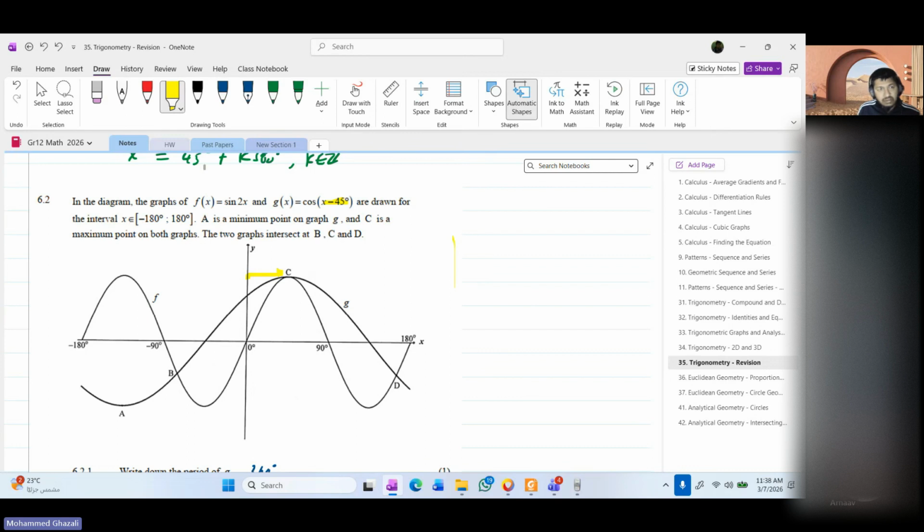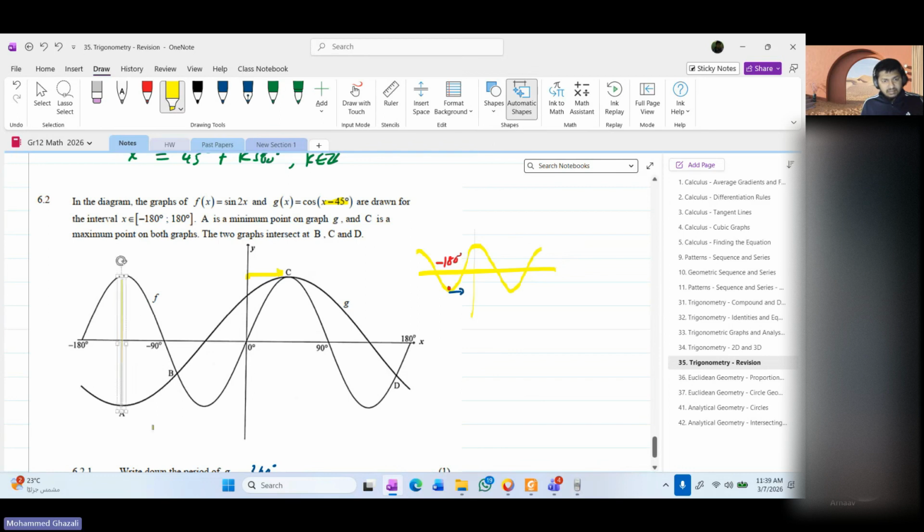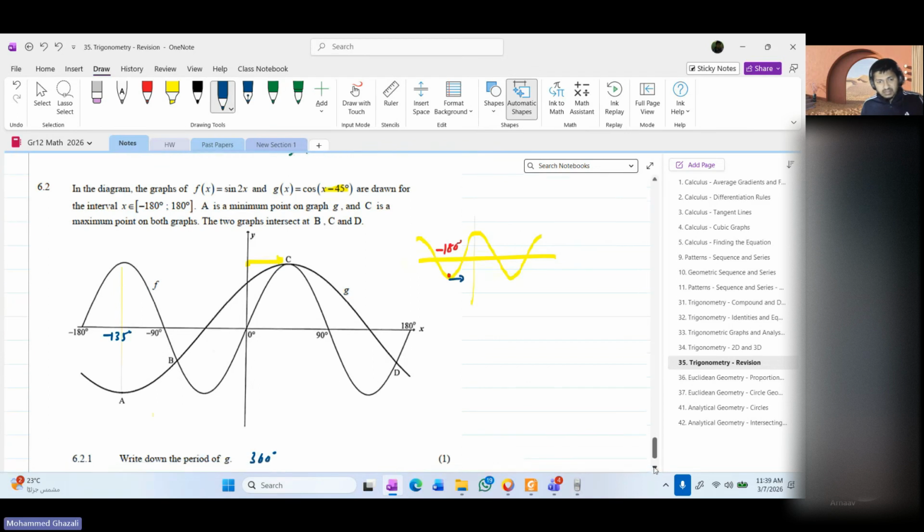Now, if you imagine the original cos graph, it starts like this, right? Goes down, right? So if you're imagining the original cos graph, where is the next point? This point is at negative 180. Now, if you are going to move this point 45 degrees to the right, it's going to go to negative 135, okay? So that's why this point over here is negative 135. Negative 135 and 1. So what's the coordinates of A? Negative 135 and 1.